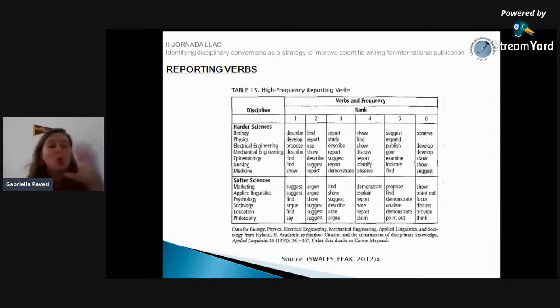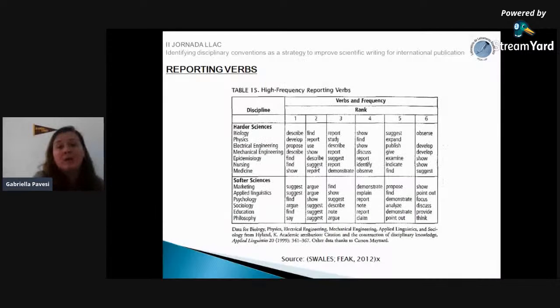It's impossible to use argue or suggest in harder sciences. No, of course not. It's not a set of rules, a manual that says do this, don't do that. But it does show us how our area tends to behave in terms of choosing reporting verbs. And the choice of reporting verbs, the ones most commonly used in our area, also shows the type of research that is conducted, the stance of writers and researchers, and their attitude towards the sources that they refer to.